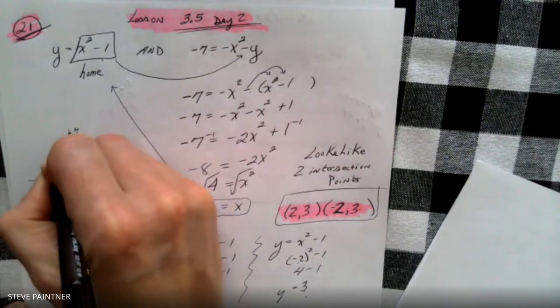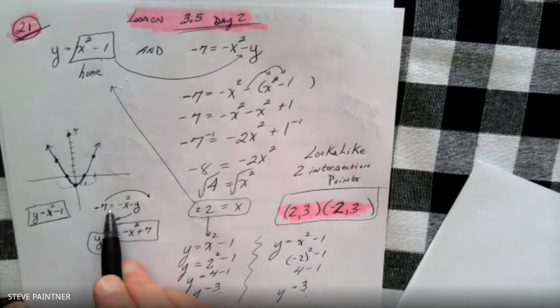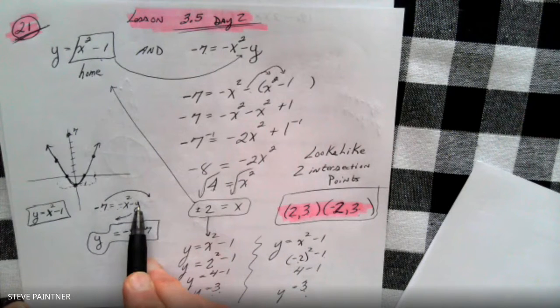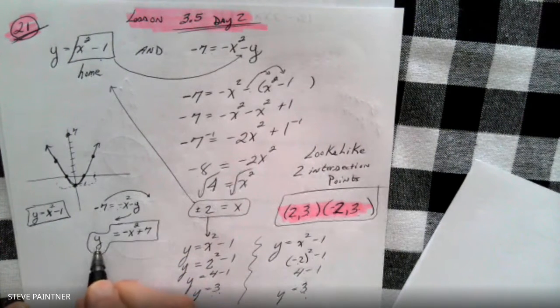Okay, now, what about the other one? Well, the other equation, -7 equals negative x squared minus x minus y. If you solve for y, I'd push the y over, I'd push the -7 over, you get this look.